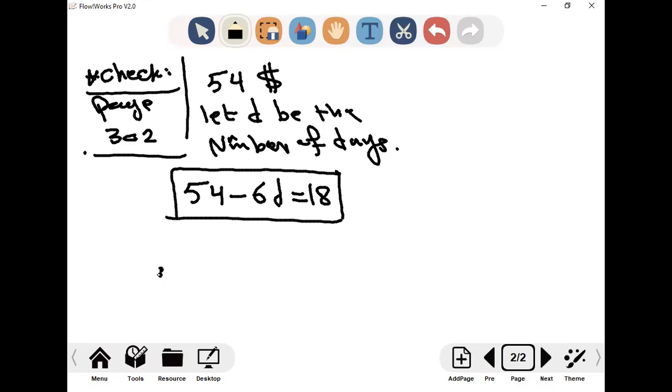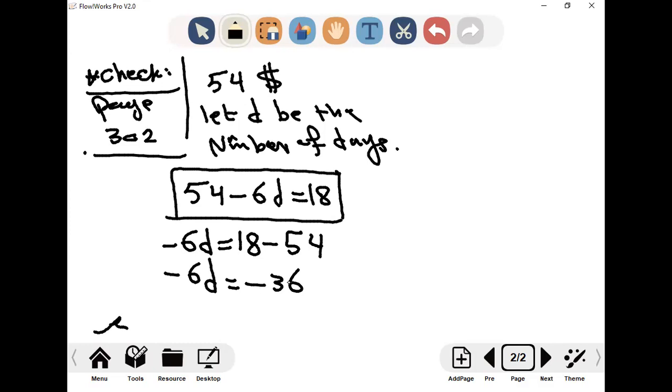Let's solve this equation. Negative 6D. Don't forget the negative with the 6. Negative 6D equals 18 minus 54. Subtract with the bigger sign. 36. Right? So divide by negative 6 both sides. D will be what? Positive or negative? 6 days. Now let's check the answer.